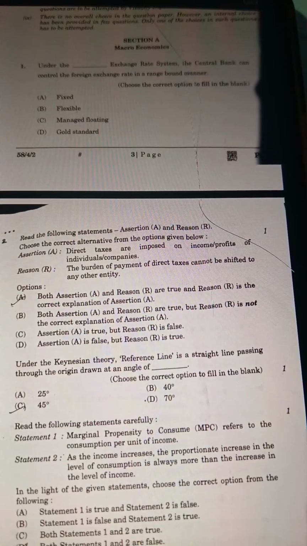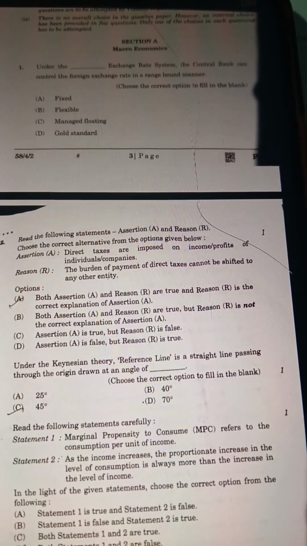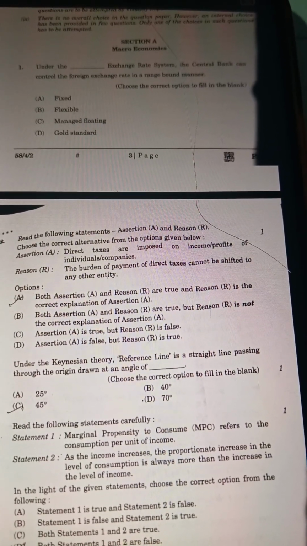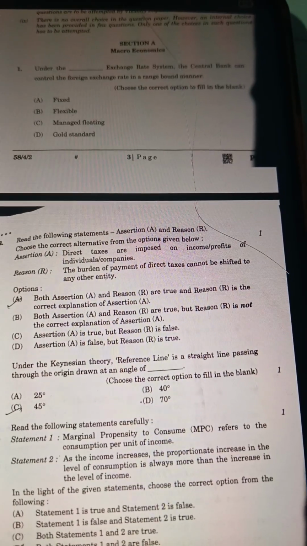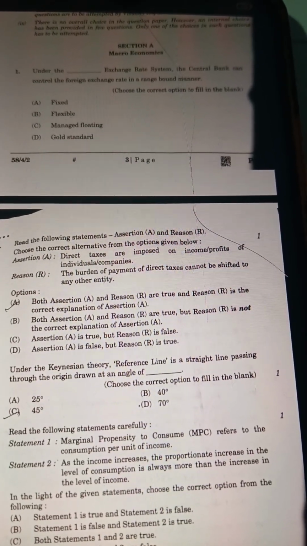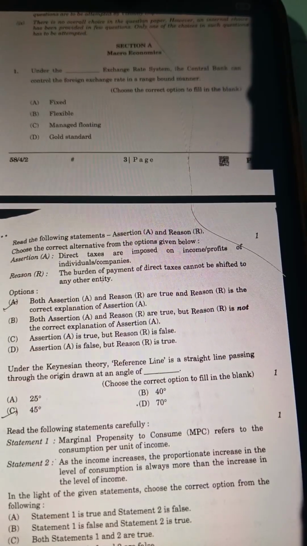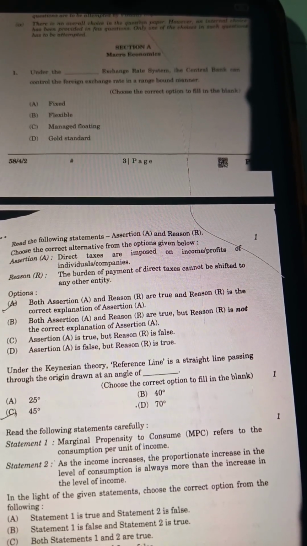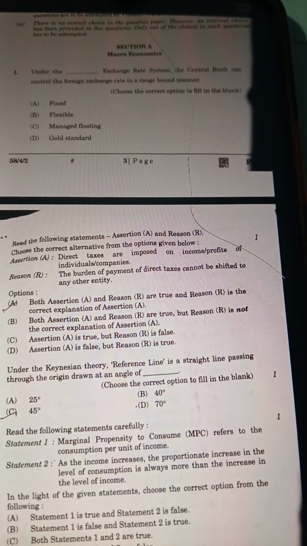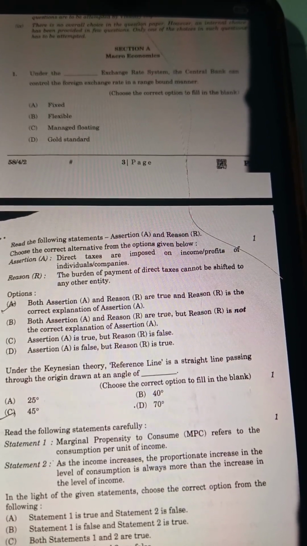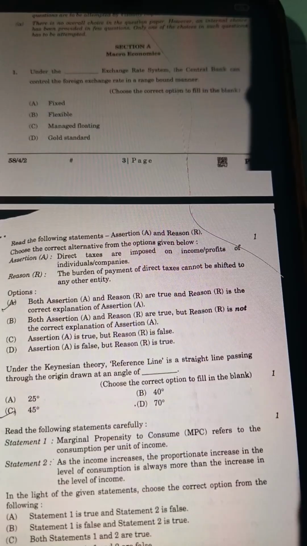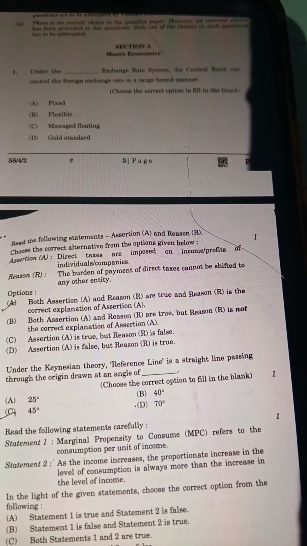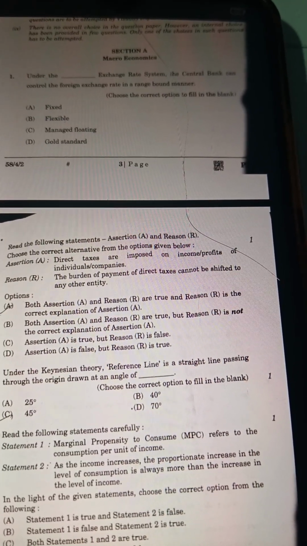If a company is making a profit out of its firm, it needs to pay the corporation tax to the government. The company cannot shift the burden of tax to anyone else, and the reason says that the burden of payment of direct taxes cannot be shifted to any other entity. Yes, as I already told you in the definition, the burden of direct taxes cannot be shifted. Indirect taxes, yes, you can shift the burden to someone else, but not in direct tax. So both the assertion and reasoning are correct, and R is the correct explanation of the assertion.